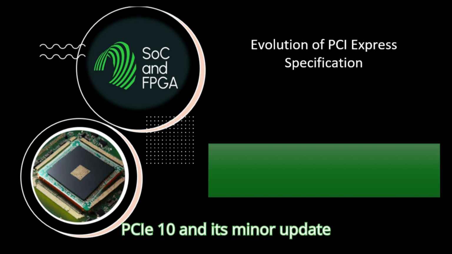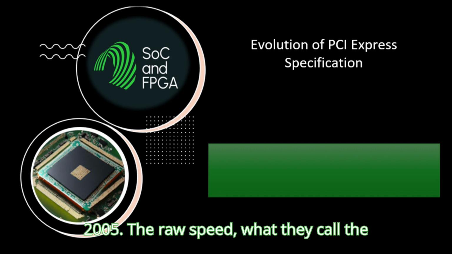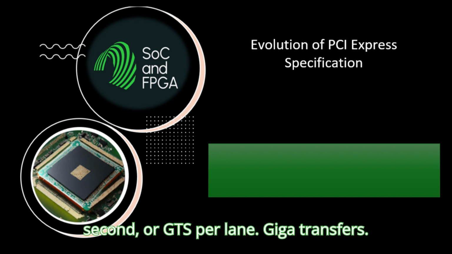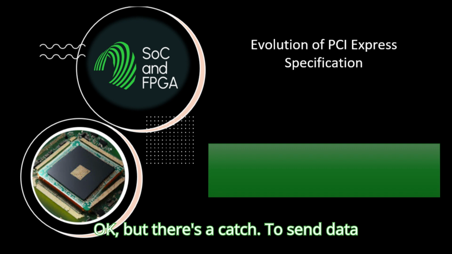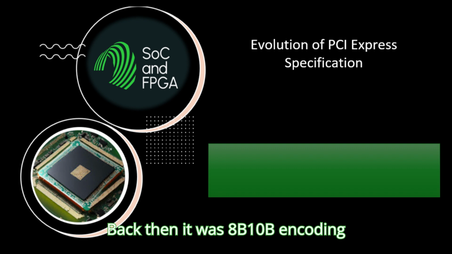PCI 1.0, and its minor update 1.1, kicked off around 2003-2005. The raw speed, what they call the data rate, was 2.5 gigatransfers per second, or GT/s per lane. Gigatransfers. Okay, but there's a catch. To send data reliably, they use an encoding scheme. Back then, it was 8b/10b encoding.